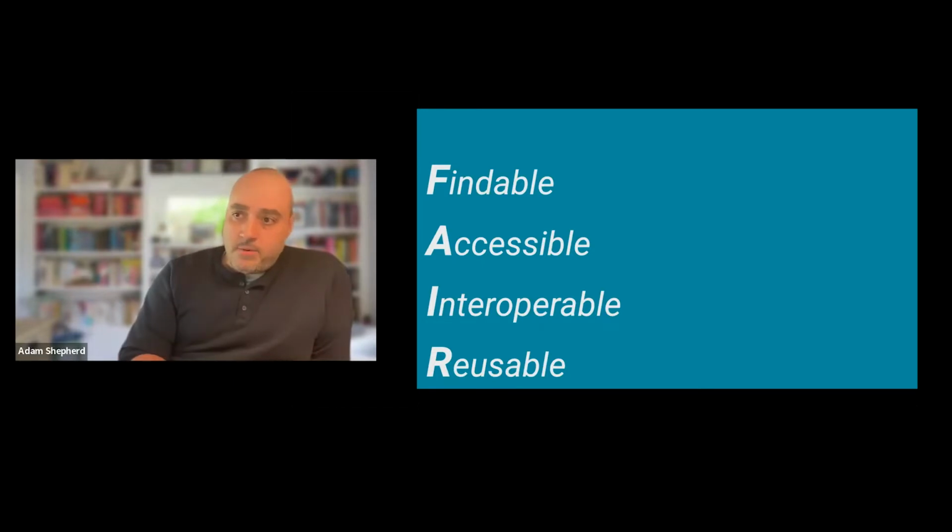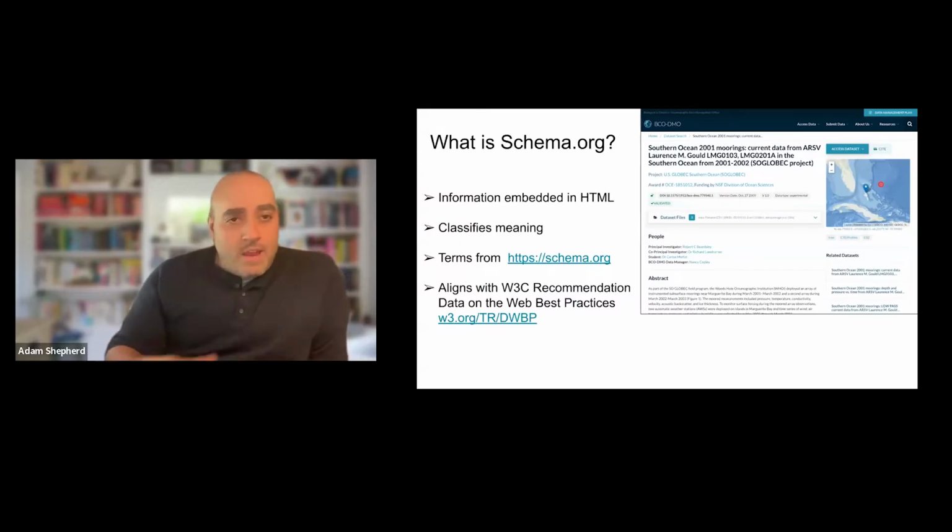So when we're talking about schema.org, it's really hitting the F in FAIR. So it's more about findability and not so much any accessibility or interoperability or reusability for that matter. But to get right into it, schema.org is essentially information embedded in HTML pages. And the idea behind doing this is to classify the meaning of certain data elements on an HTML page using terms from the schema.org website, which is just a vocabulary of terms using URIs that Chuck and Don had mentioned as being important aspects of the FAIR data principles.